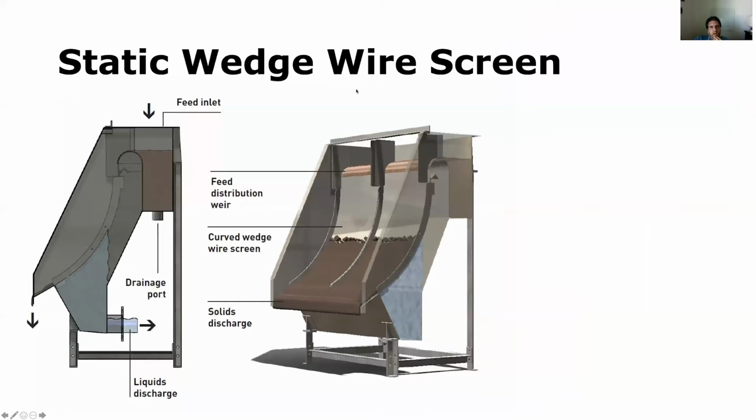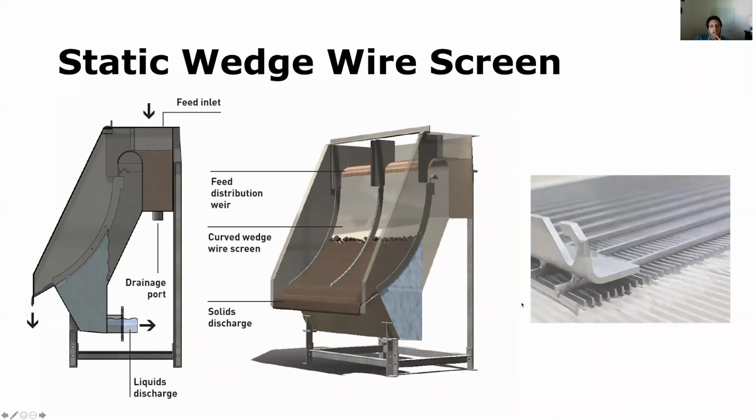So we've got static wedge wire screens, which have a shape kind of like this. So the feed water comes in through here. You've got the water kind of cascading down this curved section. It drains out through this port, and the solids get retained on the screen. All right, so solids get discharged down here. They're usually placed into a hopper to be removed off the site. And the screened wastewater goes down to the next treatment process.